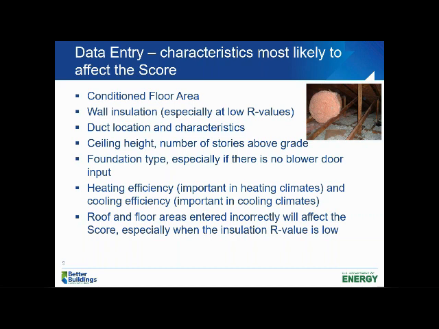Use the Assessor calculator, use the energy guide on the equipment. Most HVAC equipment that's been installed in the last 10 to 15 years has an energy guide. Use that number on the energy guide, the AFUE or whatever type of system it is. Derate that in the calculator and enter that. It's only a couple of steps and it gives a much more accurate score. And then roof and floor areas need to be entered correctly because they can affect the score more drastically if the insulation R values are low.